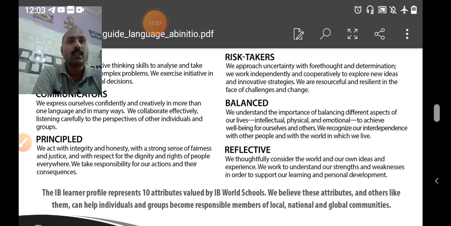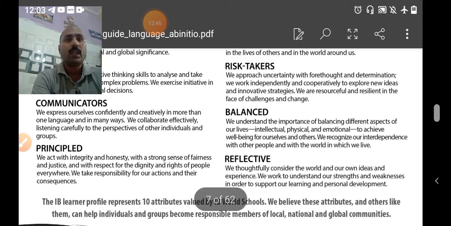With this, learners could be intellectual, physical and emotional, and they could achieve well-being and interdependence to work with the other worlds also. Now, reflective. It is also a very important part of the learner profile, because with the help of being reflective, you could understand your strengths as well as weaknesses, to support your learning and personal development.